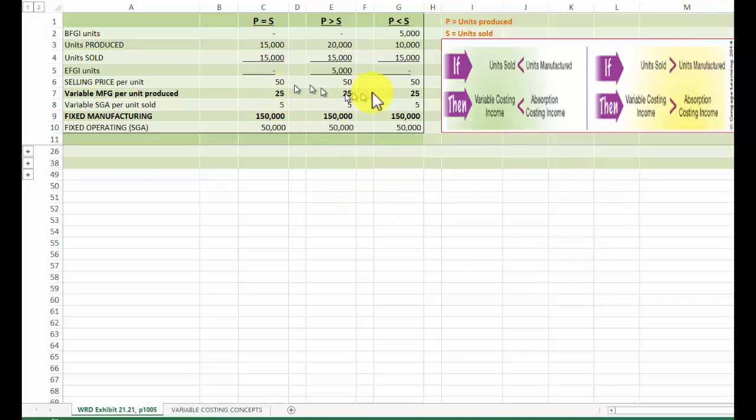Because the selling prices are the same, and because the operating and the manufacturing costs are the same for all 3 periods, we should see fairly consistent operating performance on the income statement for all 3 periods, right? Well, that doesn't always happen, and here is an illustration. Let's see the results for full absorption costing under each of these 3 scenarios.